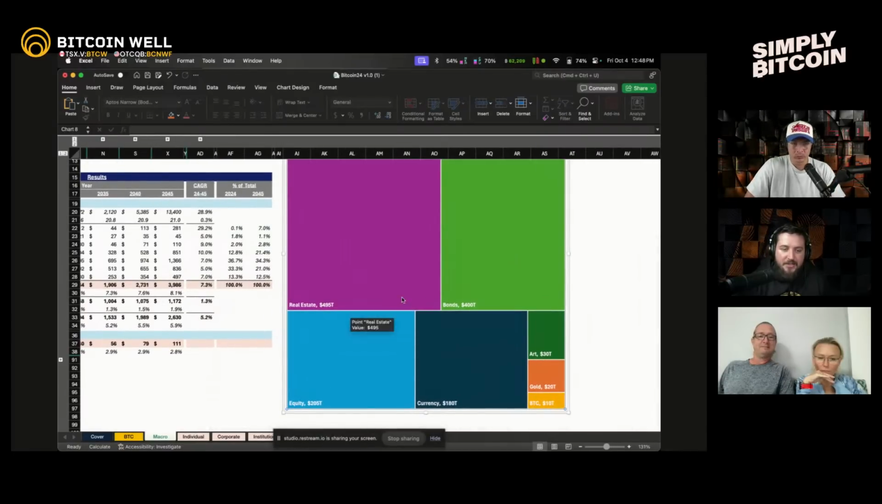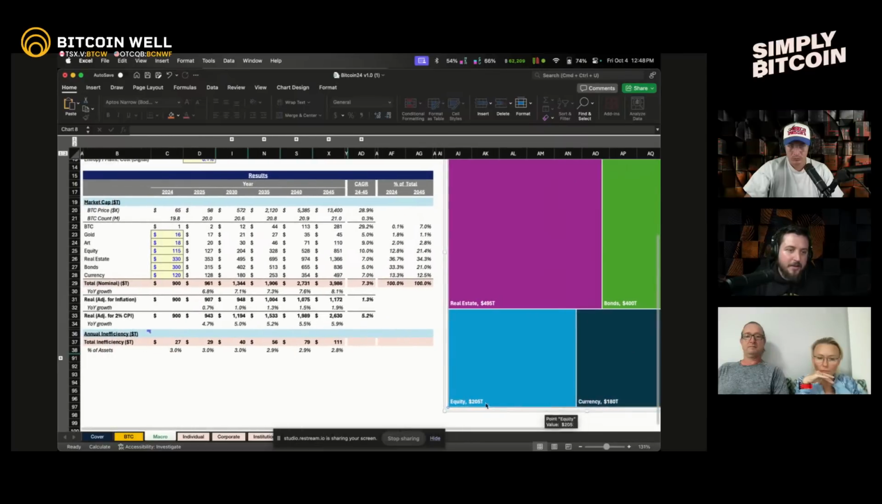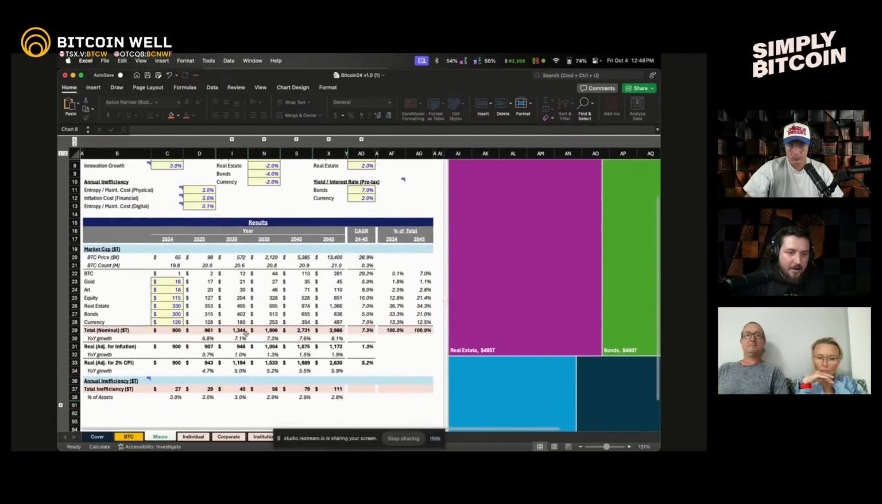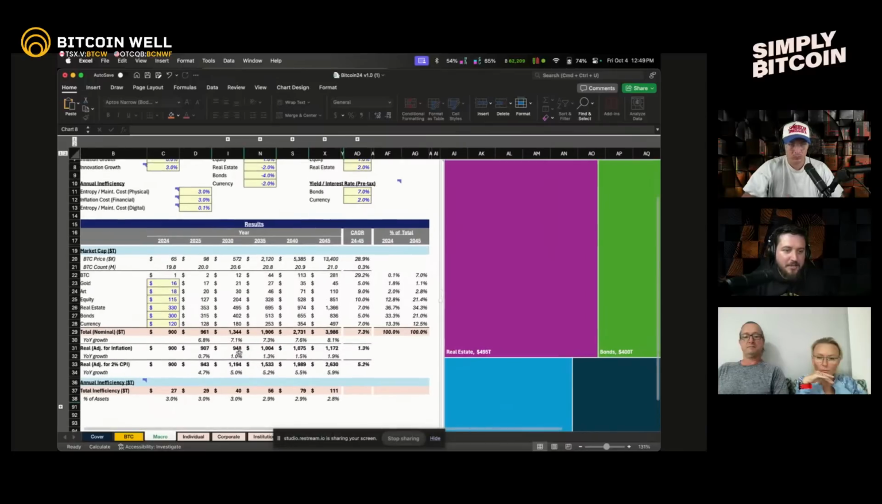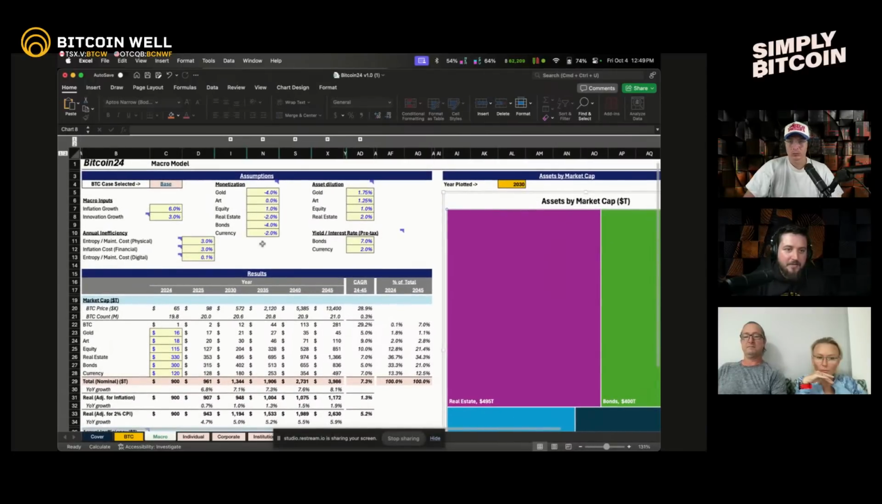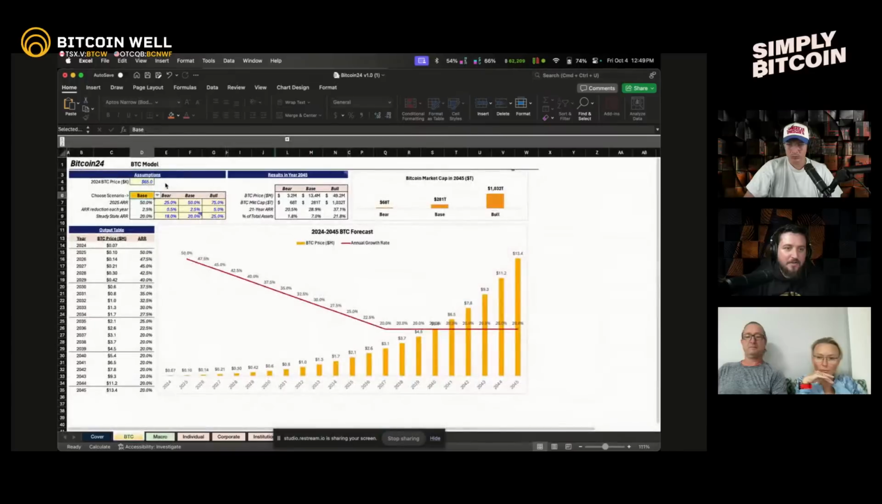So real estate is 495 trillion, bonds 400 trillion, equity 205 trillion, currency 180 trillion, art 30 trillion, gold 20 trillion, BTC 10 trillion. A $10 trillion BTC would put Bitcoin at almost $1 million per coin. So it doesn't sound inconceivable at all either. This is pretty conservative.